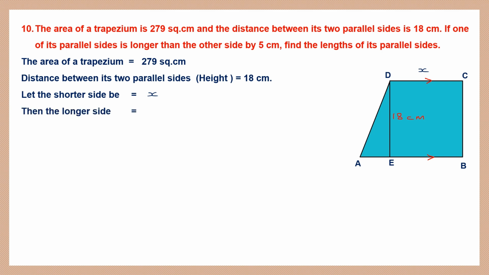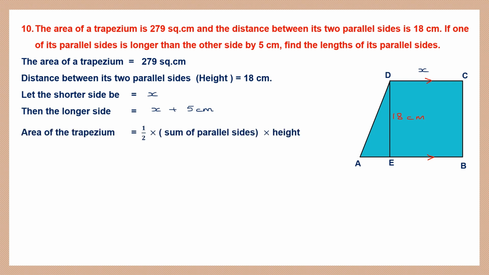Then the longer side will be, remember, 5 centimeters more than the shorter side. So that will be x plus 5 centimeters. So this is the longer side. Now the area of the trapezium, the formula is half into sum of its parallel sides into the height. So let's do this. The area is already given to us.